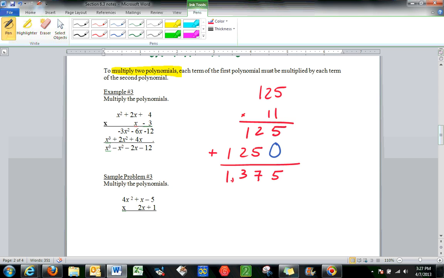Well, in essence, when we multiply polynomials in a vertical method like this, where we stack them on top of each other, we do the exact same thing. Here in our example 3, you can see we start with the first term, -3. So we're going to multiply the first term of -3 times every value on top. So -3 times 4 is -12. -3 times 2x is -6x. And -3 times x squared is -3x squared.